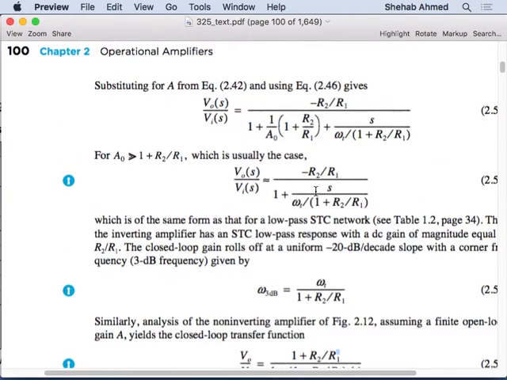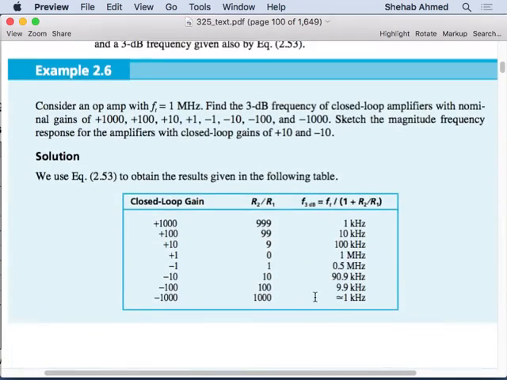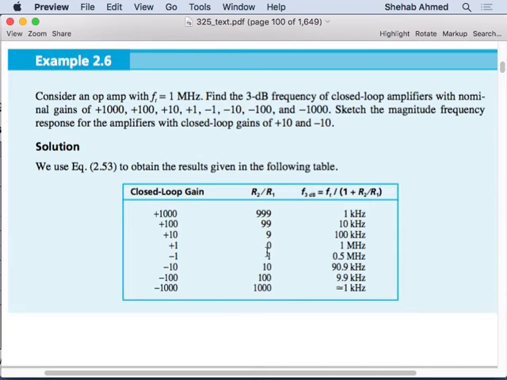Magnitude is easy because you put S equals 0 and equate this to 1,000. You'll find R2 over R1. S equals 0, equate this to 100, find R2 over R1. And that's what they did here. They found R2 over R1 for various values.